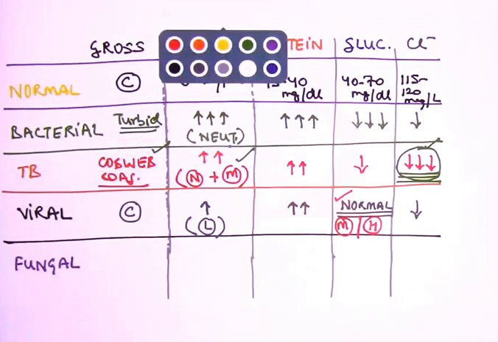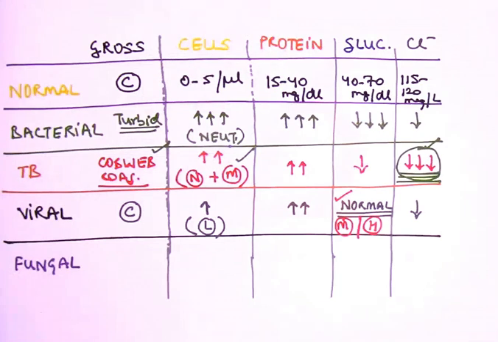Talking about the last category of meningitis, which happens to be fungal meningitis. In fungal meningitis, patients can have a clear appearance of the fluid, or it may be mildly turbid. When we look at the cells, the number of cells here is going to be increased. Again, these are going to be mononuclear cells. The proteins are going to be increased. The glucose levels in these individuals are going to be mildly reduced. And when we talk about the chloride levels, even they are going to be mildly reduced in these patients.